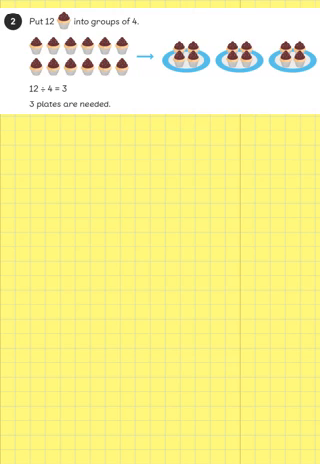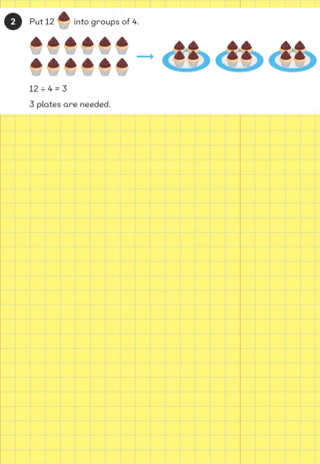But the 3, rather than representing the number of cupcakes, is now going to represent the number of groups. So what the question is asking you is, if you were to group them into 4s, how many equal groups would you have? And you can see this from the cupcakes that you've got on the screen. You can see that there are 12 cupcakes in total. They've been divided into groups of 4, and therefore there are 3 plates, and each of those plates has 4 on them.